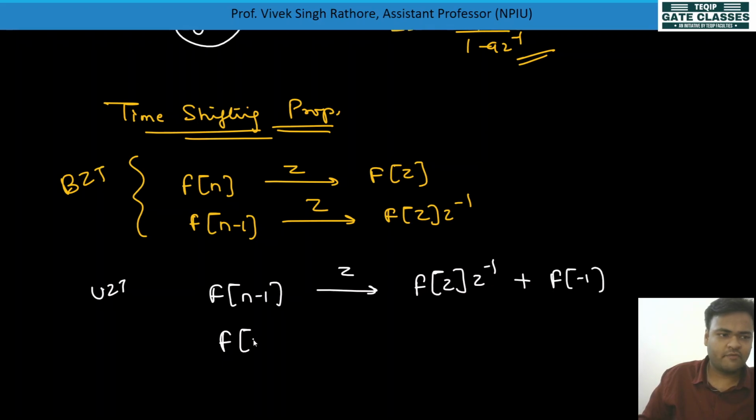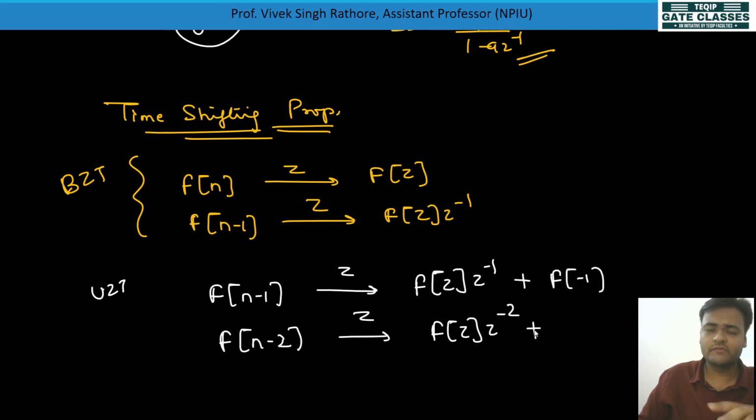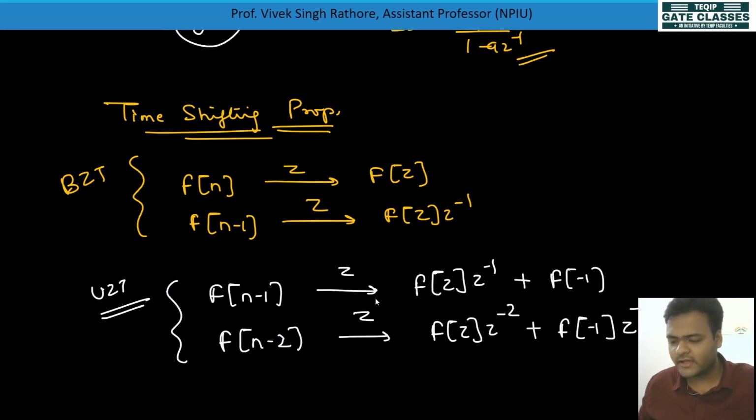Like, if we take f of n minus 2, for the Z transform we will obviously get F of z into z to the power minus 2, which is the normal bilateral, but we'll have some initial values, like f of minus 1 will come with z to the power minus 1, and then f of minus 2 will come. The power will go on decreasing until it reaches z to the power 0. So this type of expression will be there in the unilateral Z transform.